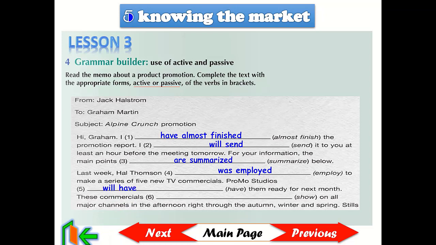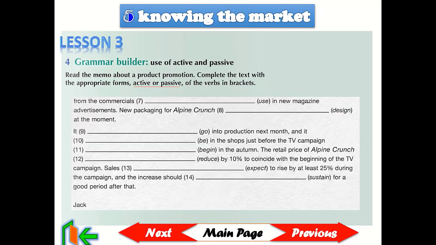Of course this is future because here you have next month. These commercials on all major channels in the afternoon right through the autumn, winter and spring. Of course these commercials, it must be passive, will be shown. From the commercials here, use in new magazine advertisements. Again it will be used, and then new packaging for Alpine Crunch. Here we have at the moment.